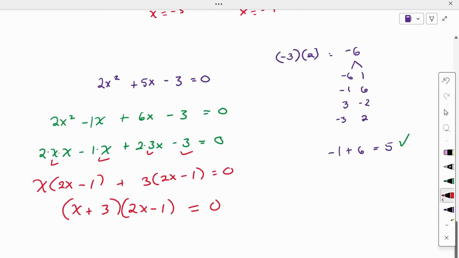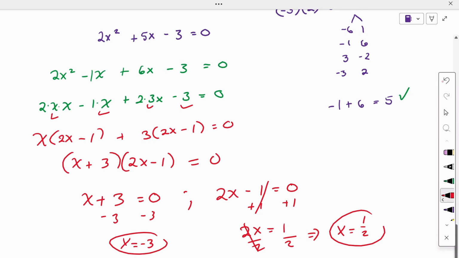From this point onwards, we're one step away from our answer. We set everything to 0. I'm going to set x plus 3 equal to 0, and I'm going to set 2x minus 1 equal to 0. Of course, I need to add 1 on both sides, which gives me 2x is equal to 1. We'll divide by 2, and that's going to give me x is equal to 1/2. Here, I'm going to subtract 3 on both sides, and I'm going to get x is equal to -3. Fantastic.